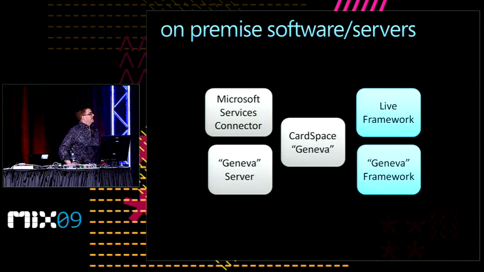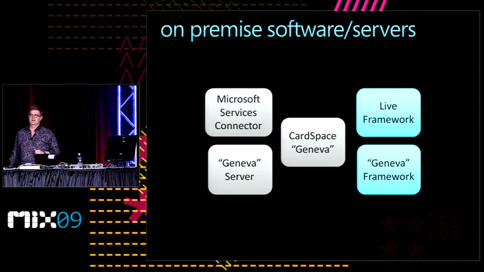And on the left-hand side, we've got Geneva Server and the Services Connector. These are basically mechanisms that allow you to take your corporate identity, like JustinSM@Microsoft.com, and bring that identity to other applications. That's what they're all about. And they're server offerings that are in various stages of release right now.